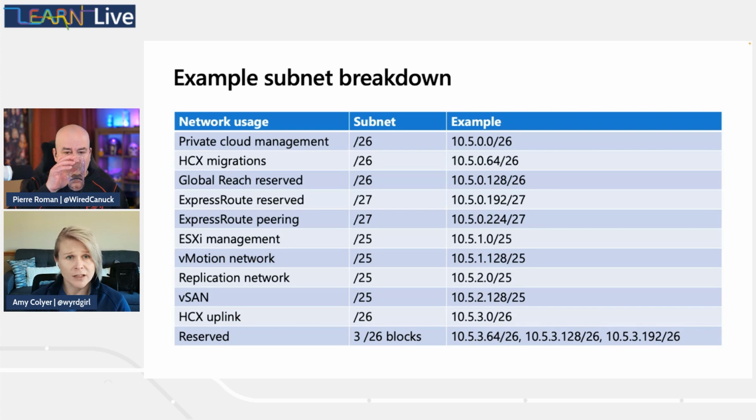So like for your private cloud, for HCX, which is to migrate from on-premises to the cloud and back and forth, express route peering. So I won't go through the whole list, but you definitely have to keep all these management networks in mind when you're carving out your whole AVS environment.